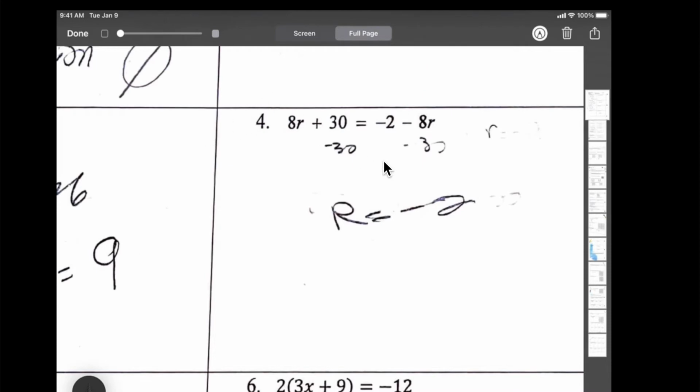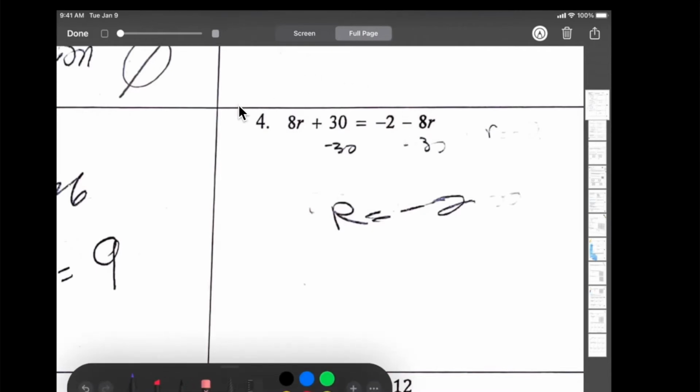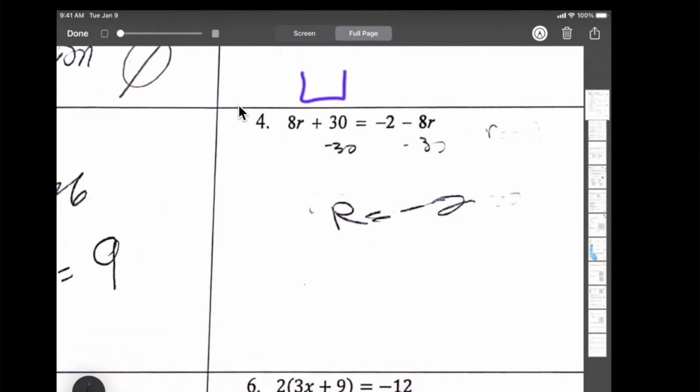Okay. To me, the easiest thing at this point would be to take this -8r and move it to the other side of the equation. So it looks like I'm going to end up having r's on this side and then constants on the other side. So I'm going to take this -8r and I'm going to move it to the opposite side of the equal sign. And when we do that, we change the sign of the -8r to +8r.